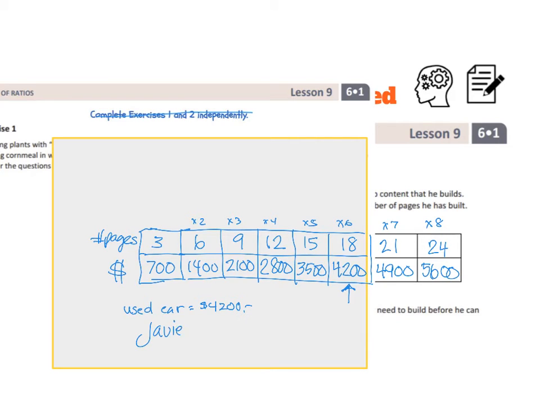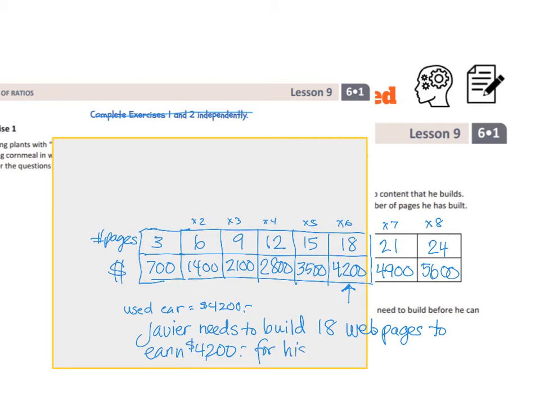Javier needs to design 18 web pages to earn $4,200 for his car. Then he can drive off into the sunset. Okay, so thank you for bearing with me on that page that I kind of messed up, but that's okay. Next page, let's see how I did there.